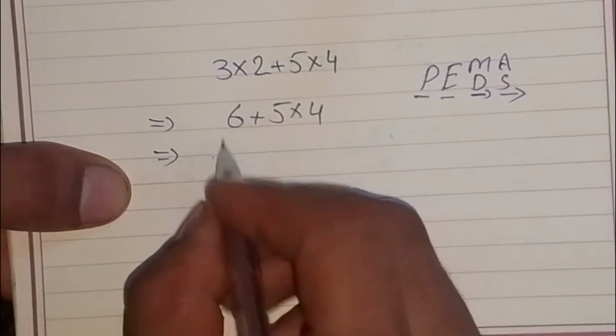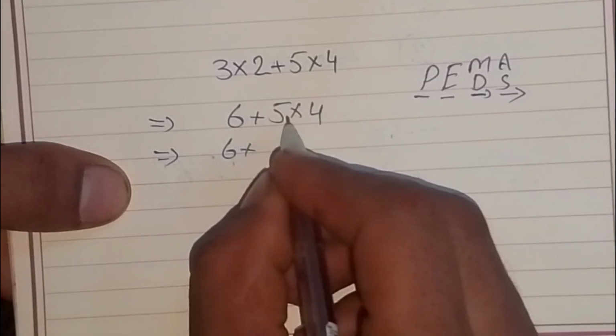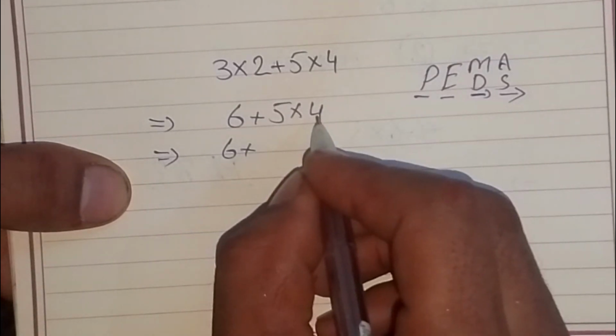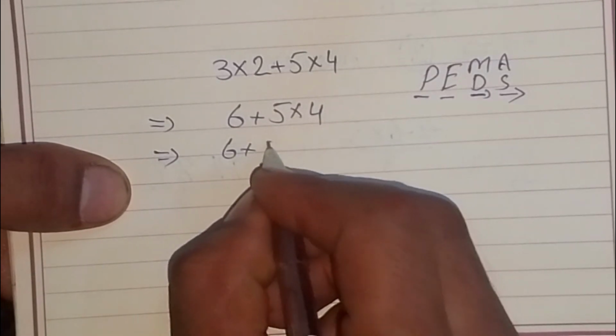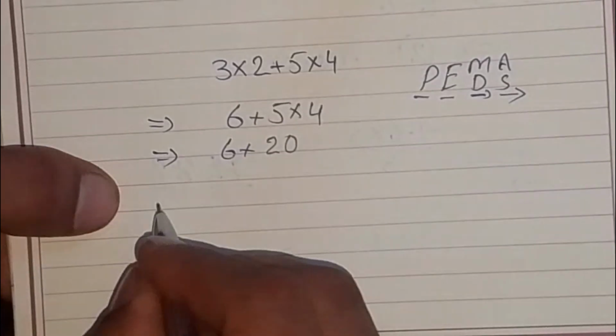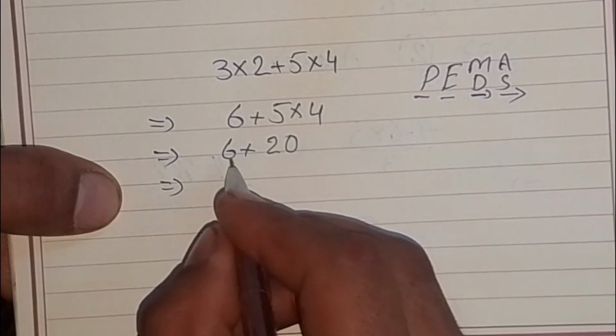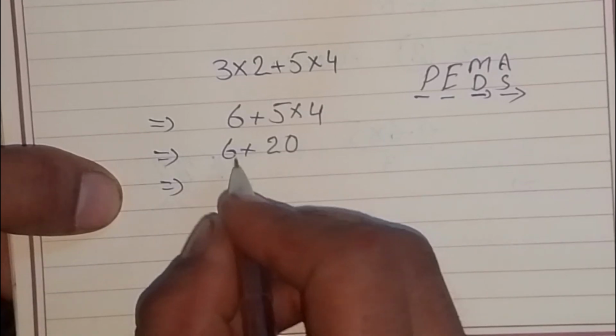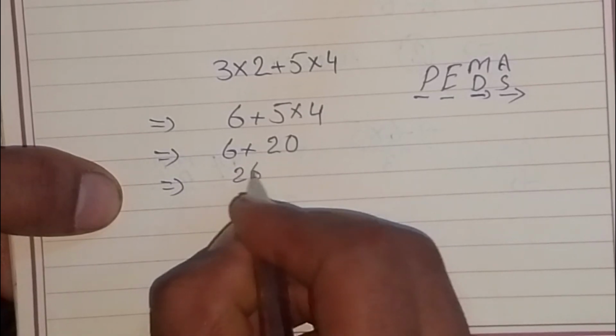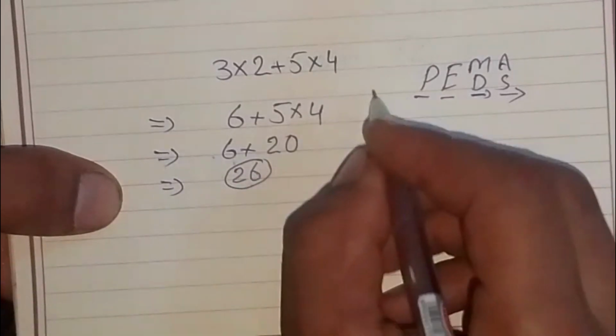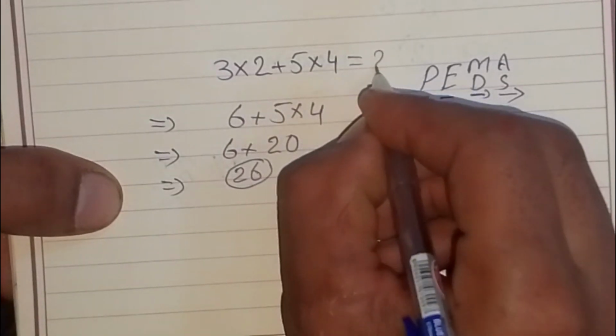Now 5 times 4 gives us 20, and now we solve addition. 6 plus 20 gives us 26. The final answer is 26.